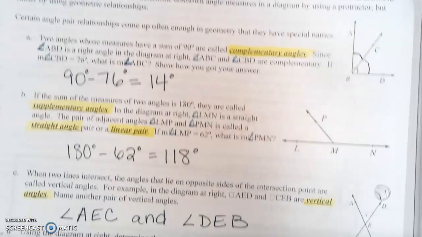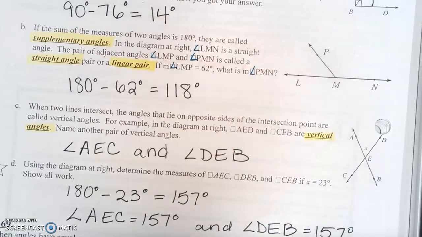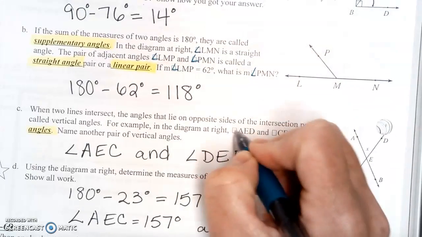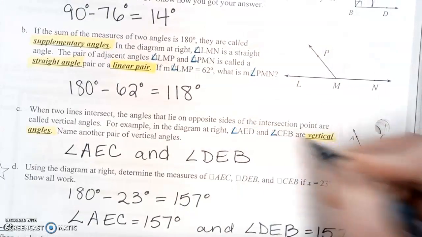All right, let's see one more definition. Part C says, when two lines intersect, the angles that lie on the opposite sides of the intersection point are called vertical angles. For example, the diagram at right has angle AED and angle CEB.